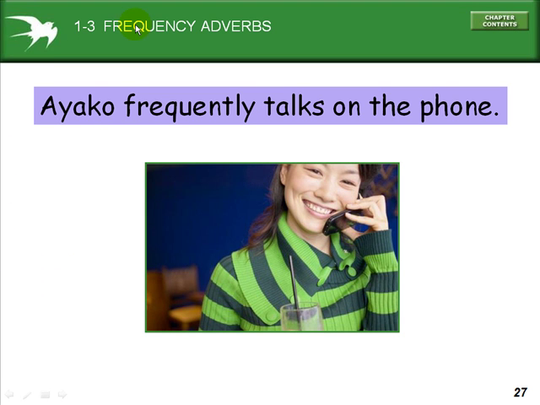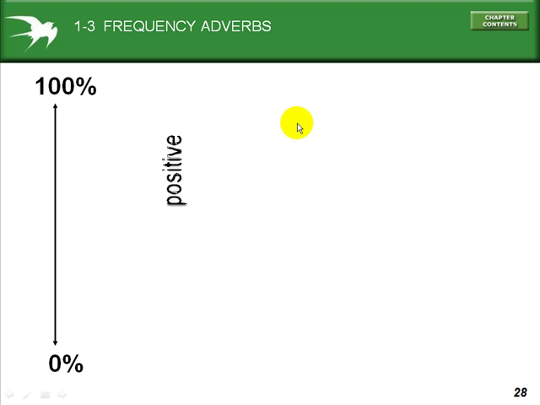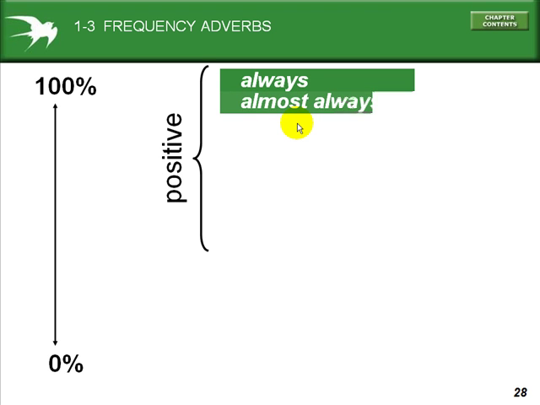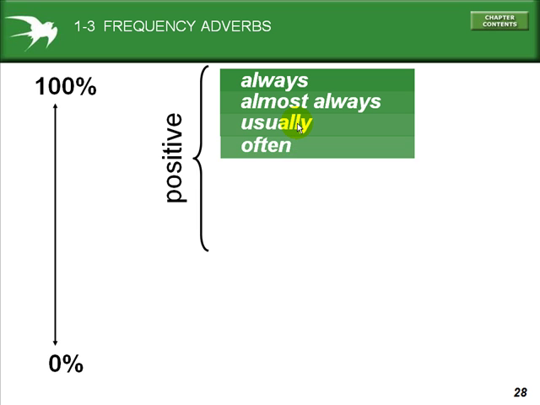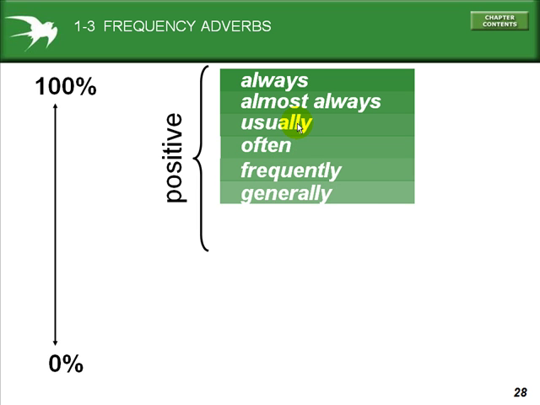Section 1-3, Frequency Adverbs. Ayako frequently talks on the phone. This chart is also in your textbook on page 9.